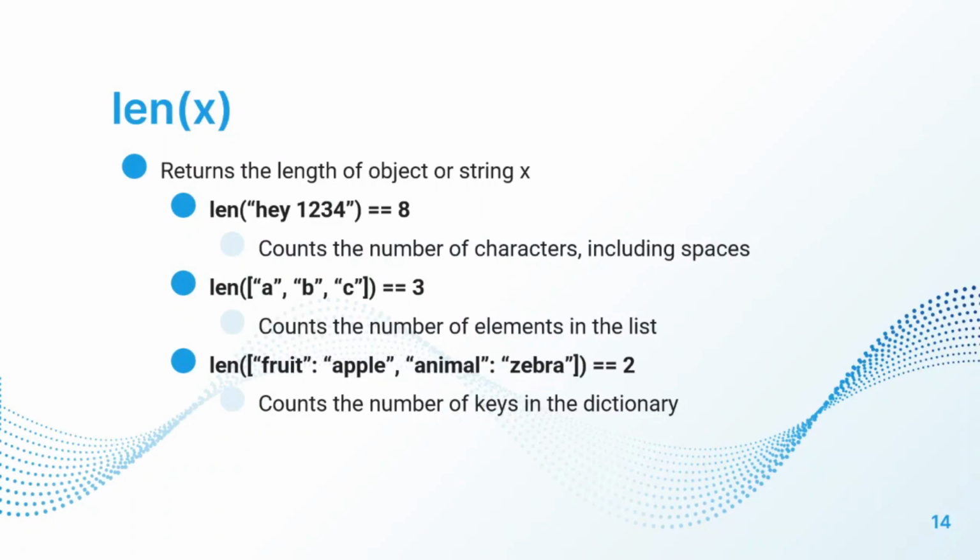The len function returns the length of the object or string argument x. For example, if you pass "hey 1234", the return value is 8, counting the space in between. If you pass a list of strings a, b, c, the return value is 3, counting the number of elements. If you pass a dictionary, it counts the number of its keys.